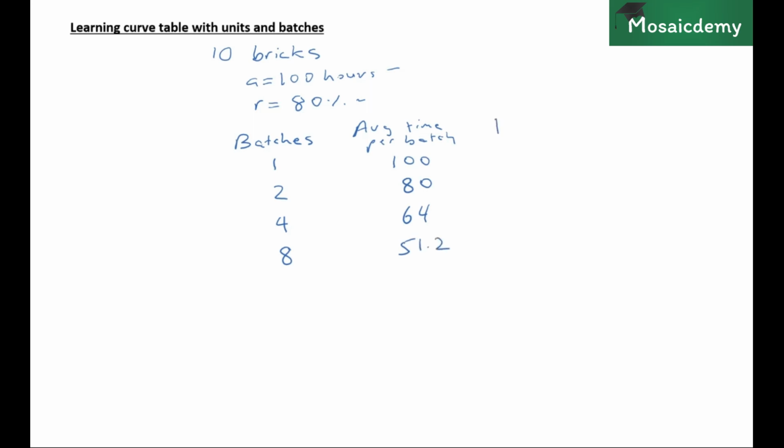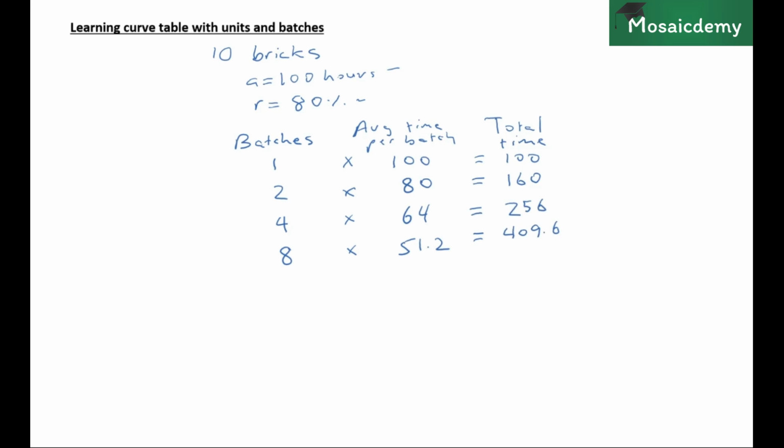And finally, for the column for total time, we multiply the number of batches with the average time per batch to find the values. So 1 into 100 gives us 100. 2 into 80 gives us 160, 4 into 64 gives us 256, and 51.2 into 8 gives us 409.6.